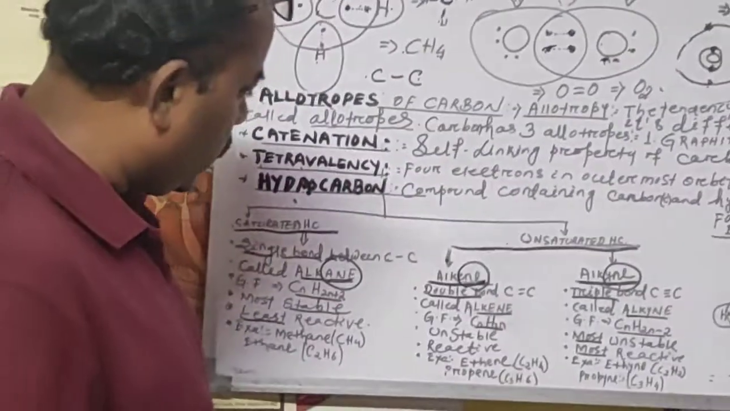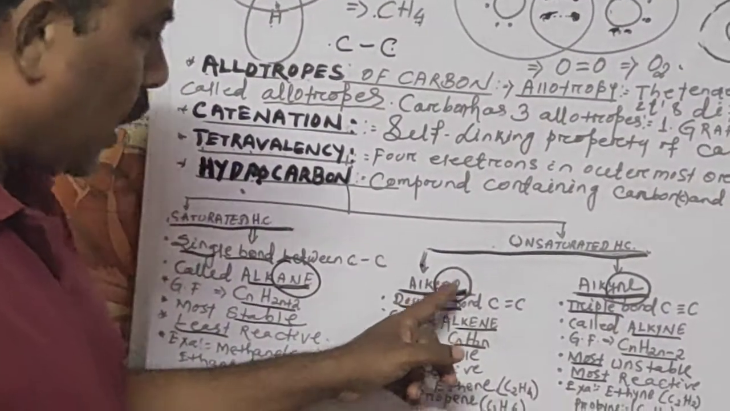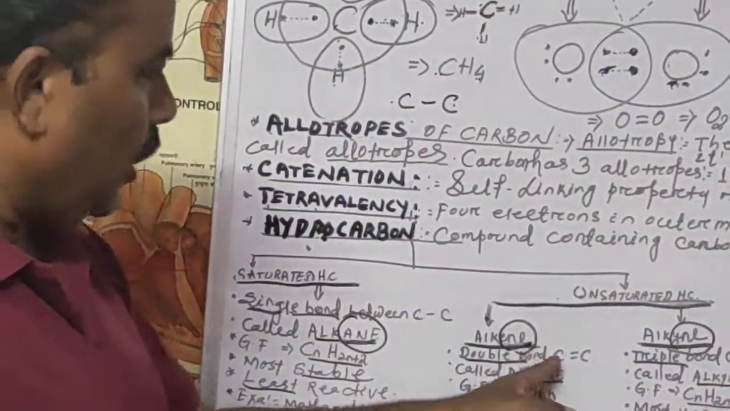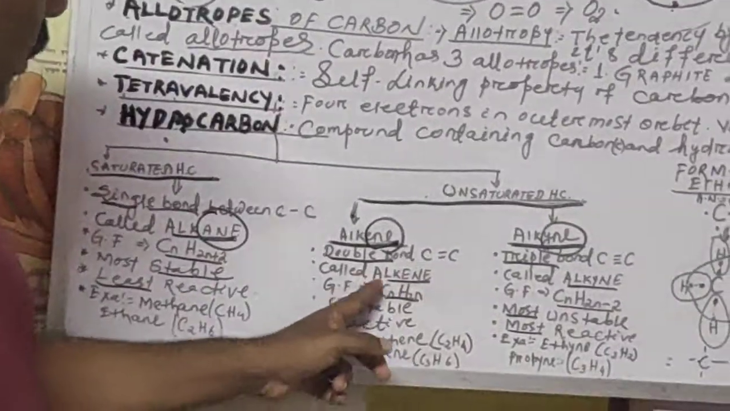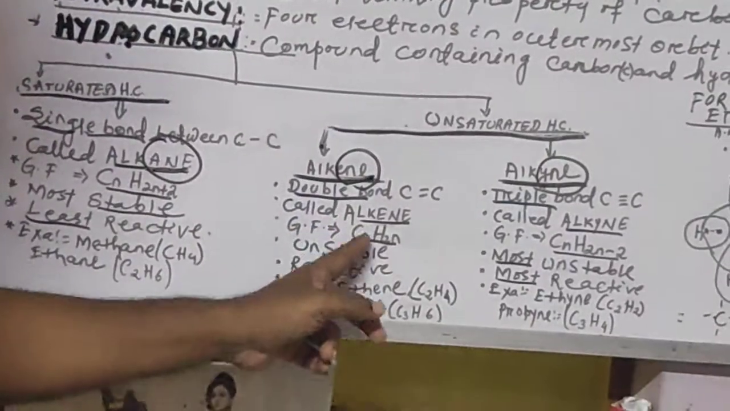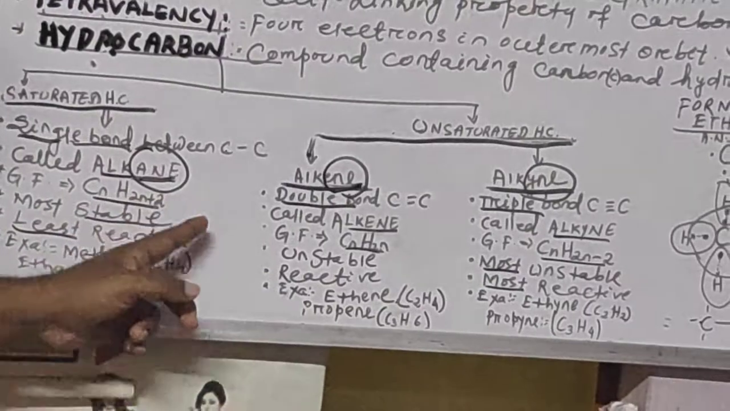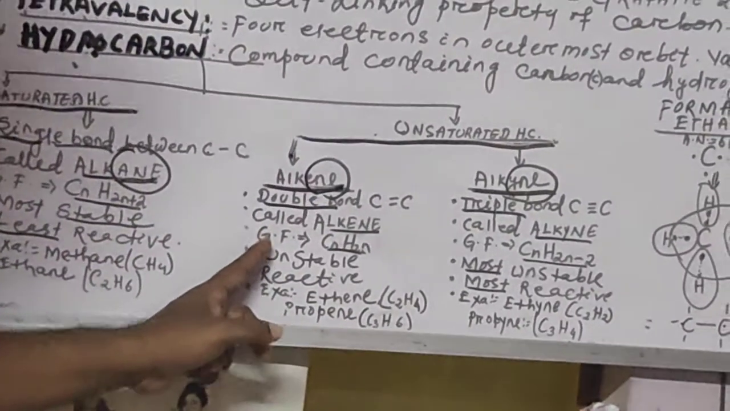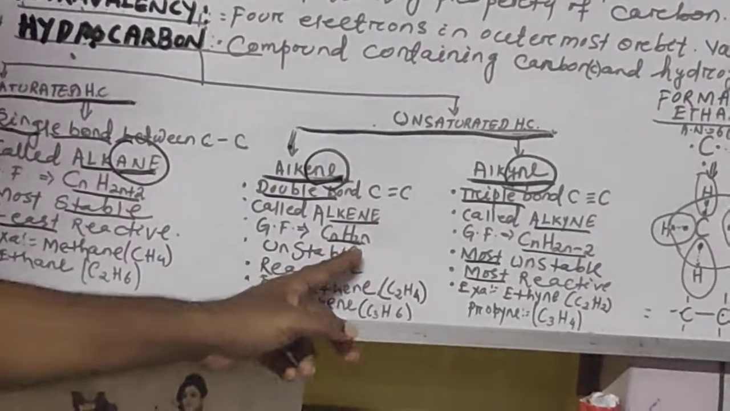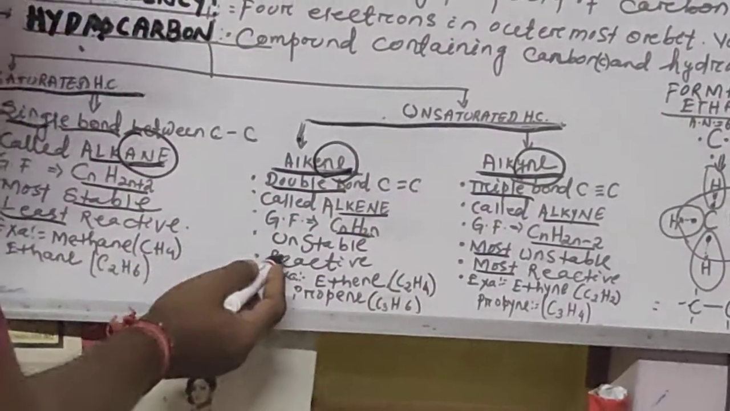So let us see the characteristics of saturated and unsaturated hydrocarbons. If it is alkene, then it will have a double bond. Alkane has a single bond, alkene has a double bond. Alkane's general formula is CnH2n+2. Alkene's general formula, GF, is CnH2n. This is unstable. It can break down, so it is unstable. This is reactive.